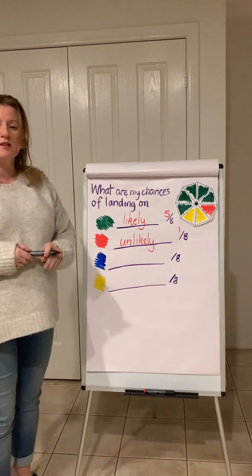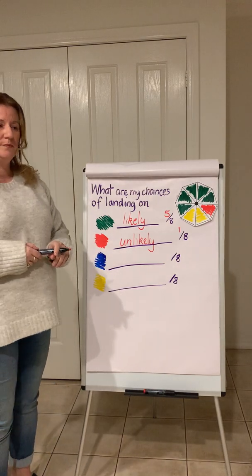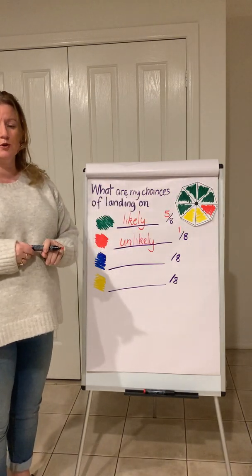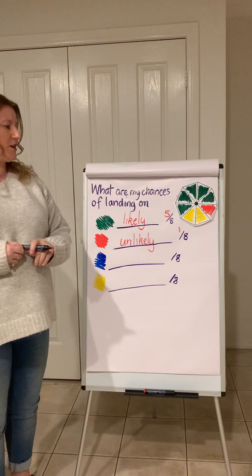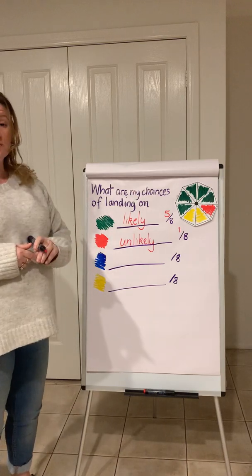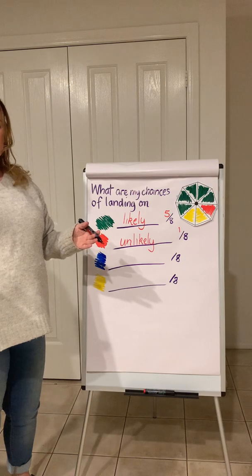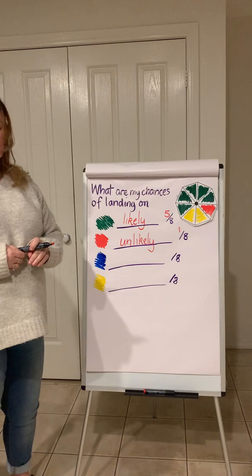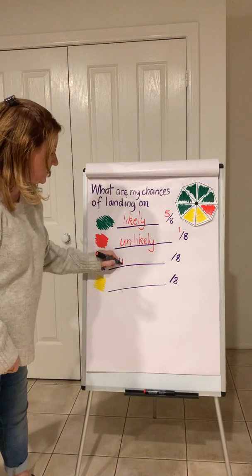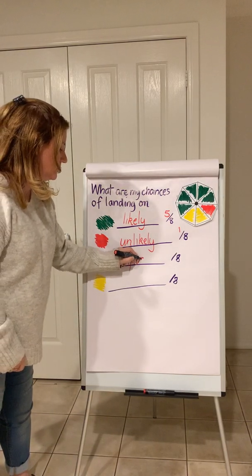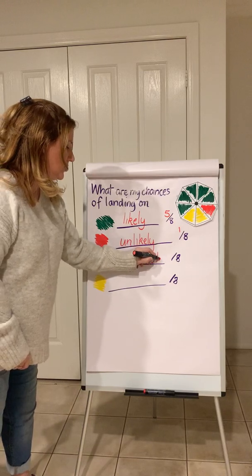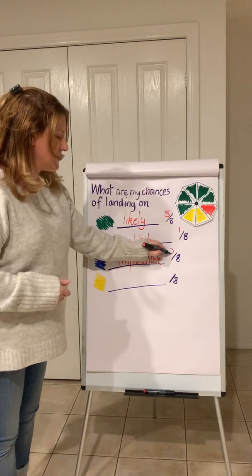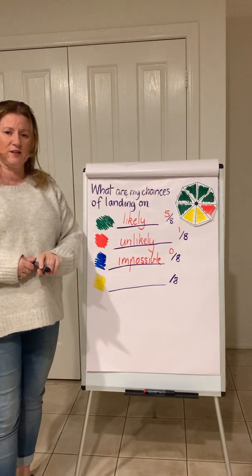What's my chance of landing on blue? Green, yellow, red. Can you see blue? No, neither can I. So if there's no blue, what's my chance of landing on it? You're right, my chance is 0. It cannot happen. It is impossible to land on blue because there are no blue. So I have a 0 in 8 chance of landing on it.